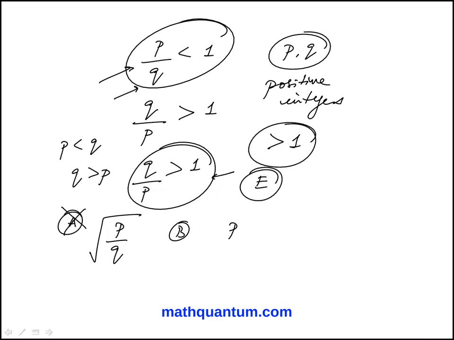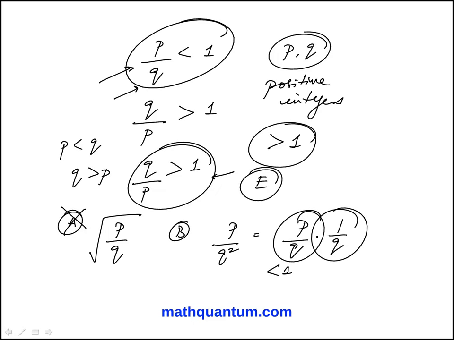B is P over Q squared. So this would be P over Q times 1 over Q. Now this is already less than 1. We're dividing it by Q, also a positive integer. The least it could be is if Q is 1. In that case, it would still be less than 1, but it could be 2, 3, 4, and in that case, it would be even less. So B is out.